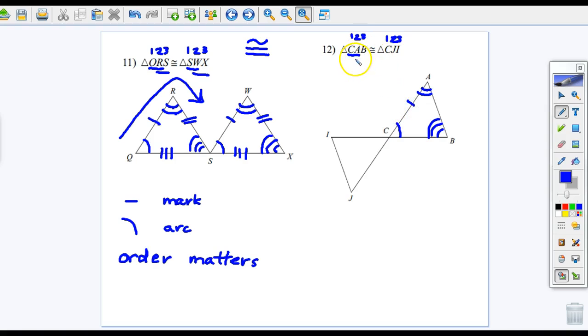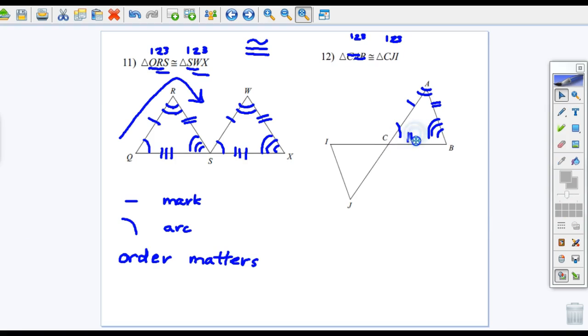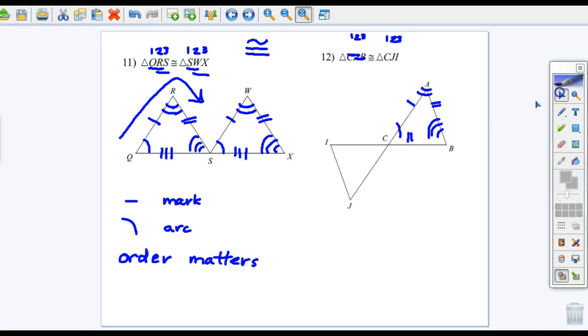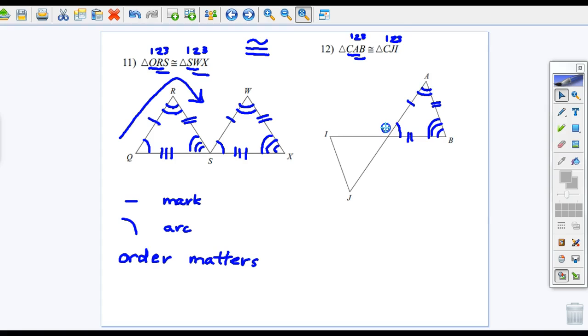Line segment AB will have how many? 2 marks. And how many marks is line segment BC going to have? I'm hoping you said 3. Oops. That was funny. Let's move that back where it was. Oh, there we go. 3.